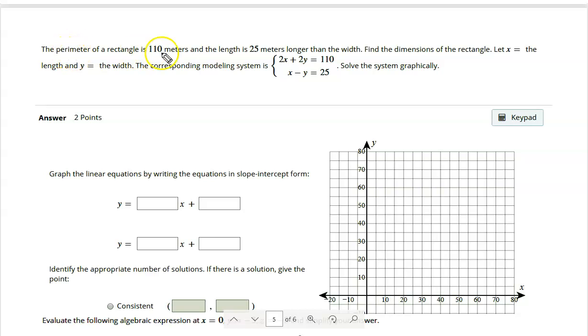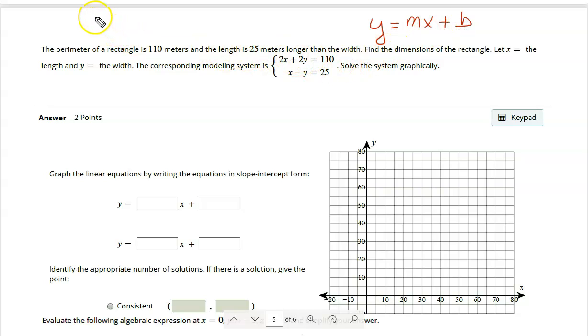Now in this, again, this is a systems of linear equations, and they're giving you the word problem, and they want us to solve these graphically. So what's the protocol? Well, the first thing they want you to do is to put these equations that are in standard form into slope-intercept form. So once again, y equals mx plus b.